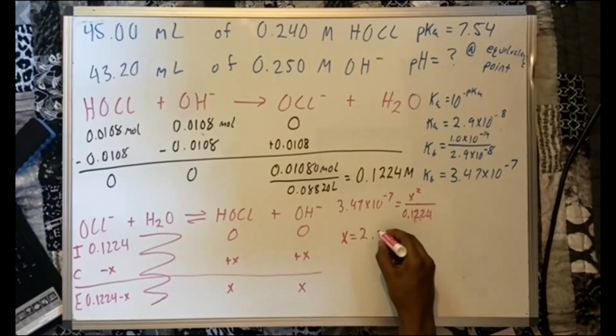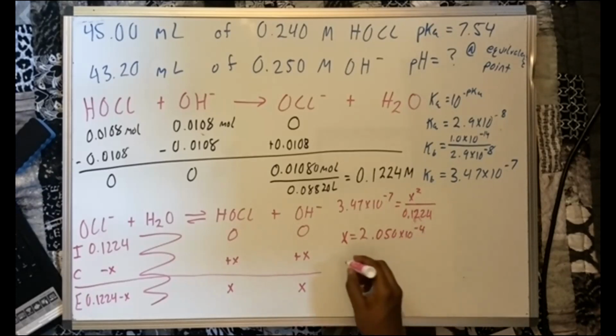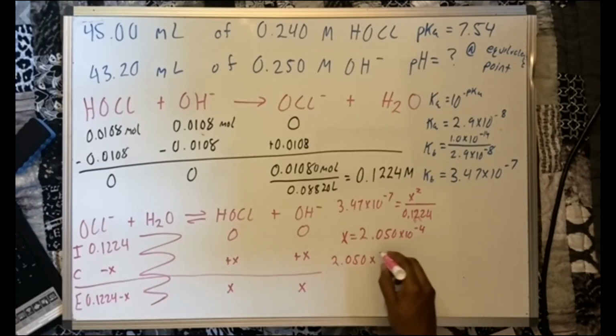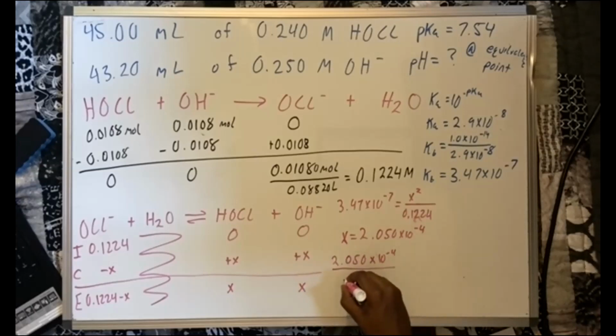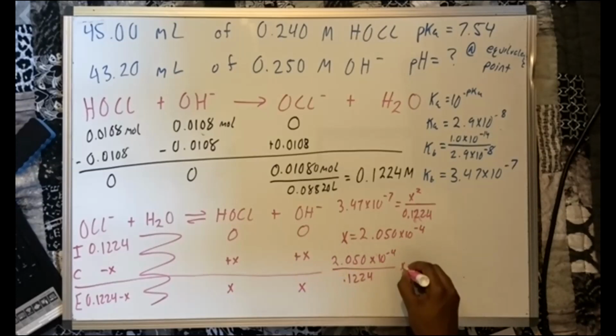2.050 times 10 to the negative 4. Got to make sure that's less than 5%. I've been getting lazy on that recently. So 10 to the negative 4 over my 0.1224 times 100 is 0.167%, which is less than 5, which is good.